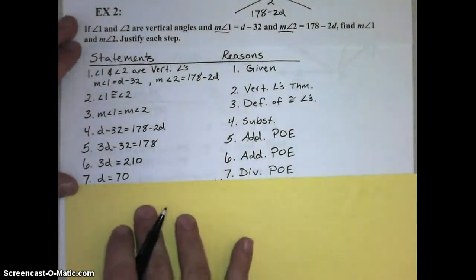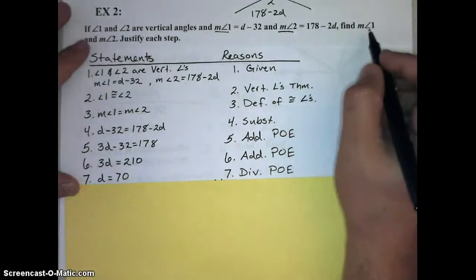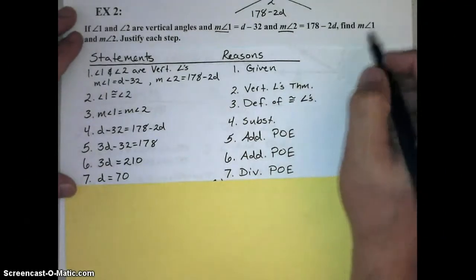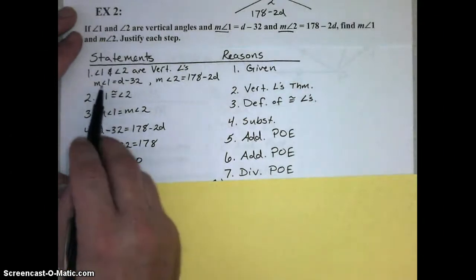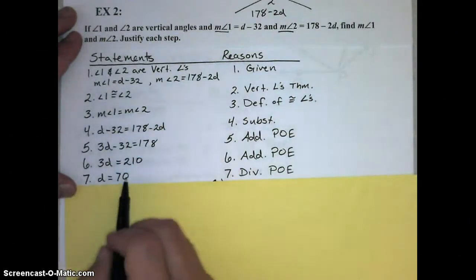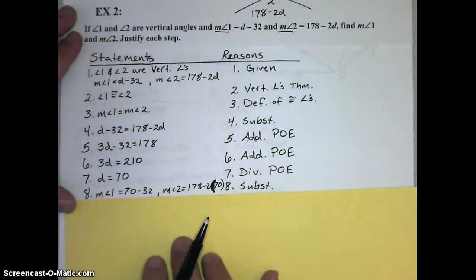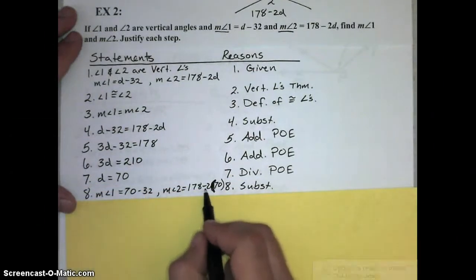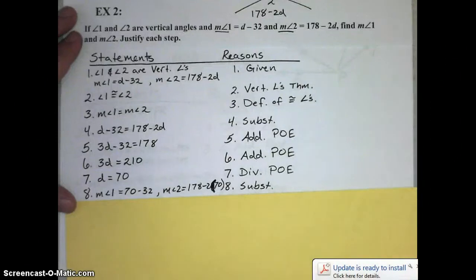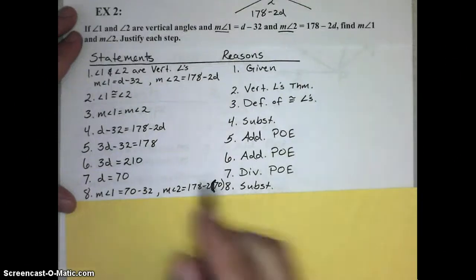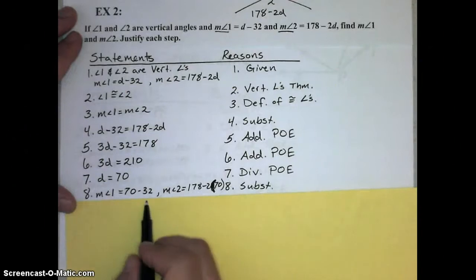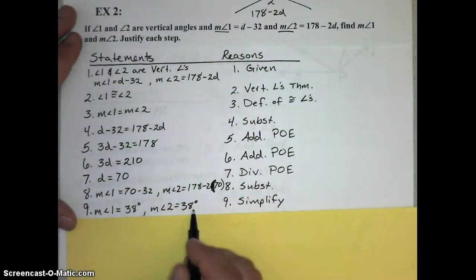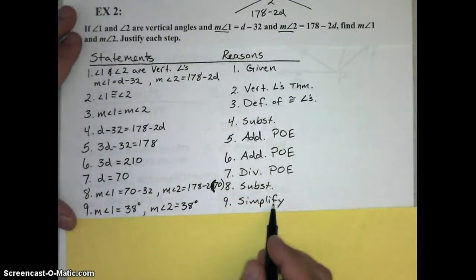And then we've got a couple more steps, because remember, we're supposed to be finding the measure of angles 1 and 2, so that's the end of our proof when I know the measure of angle 1 and 2 and tell what their measure is. So what I need to do now is go back to these statements and plug in 70 for d through substitution. So measure of angle 1 is 70 minus 32. Measure of angle 2 is 178 minus 2 times 70. And that's, again, substitution. And then I just have to simplify each of these to get the measure of angle 1 and the measure of angle 2 both equal 38 degrees. And your reason is simplify.